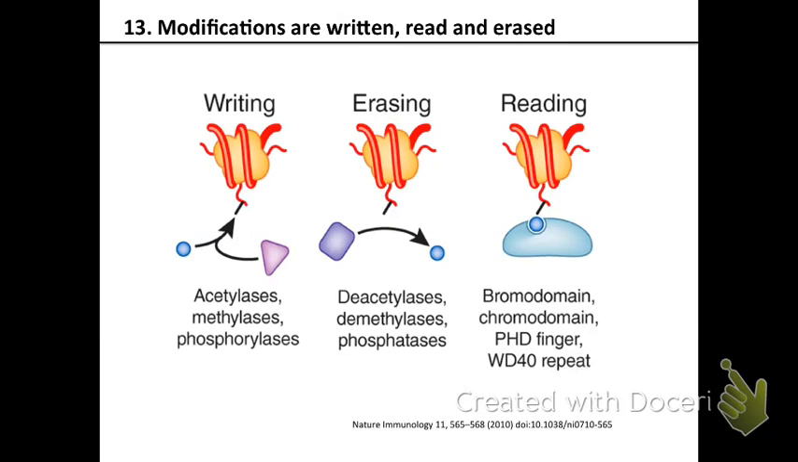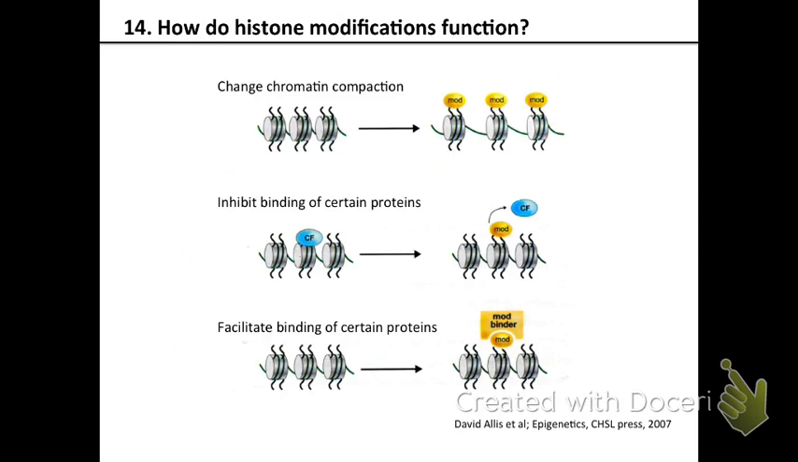So what do these things actually do? How do they actually function? There are several ways in which histone modifications can function. One of the ways is that they can change chromatin compaction. You have nucleosomes here, with the tails sticking out in this little cartoon. When you have a modification, it might actually loosen or compact the chromosomes.